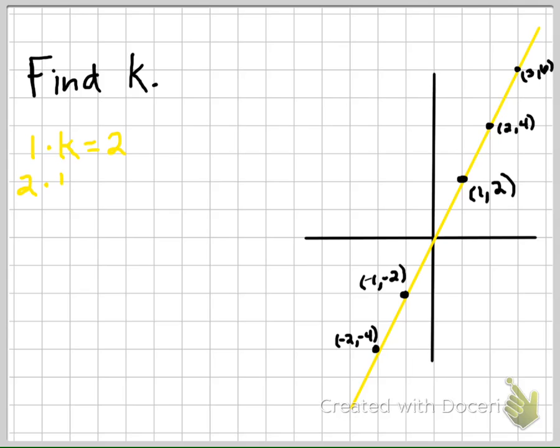Now, again, I see that I need to multiply 1 times K to get 2, 2 times K to get 4, 3 times K to get 6, and negative 1 times K to get negative 2, negative 2 times K to get negative 4. Well, there's only one thing that works for all of these, and that's K equals 2.